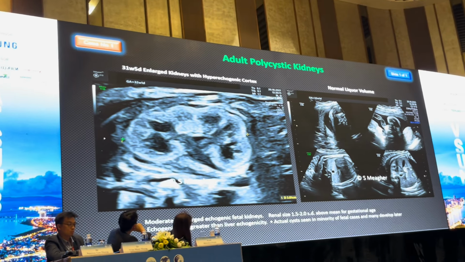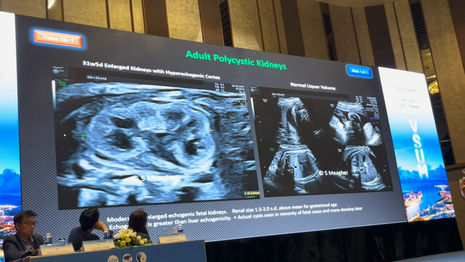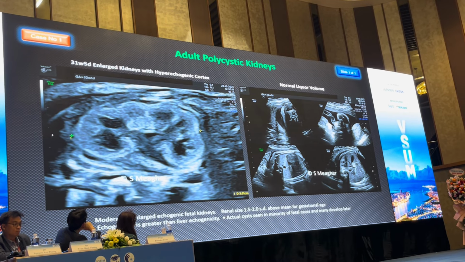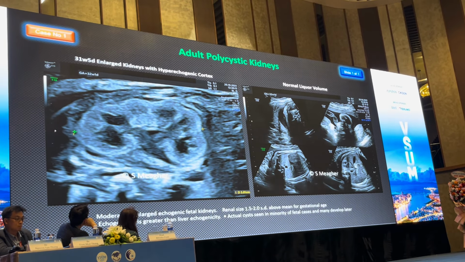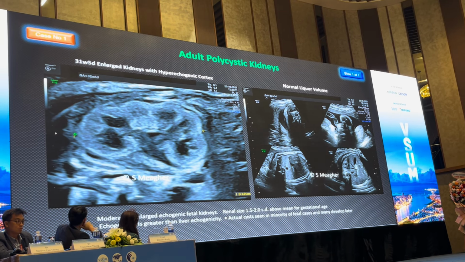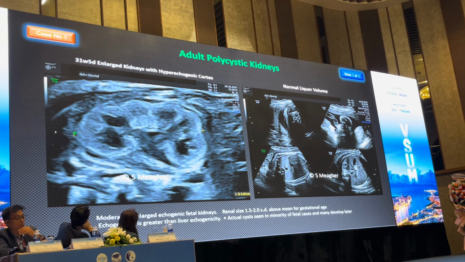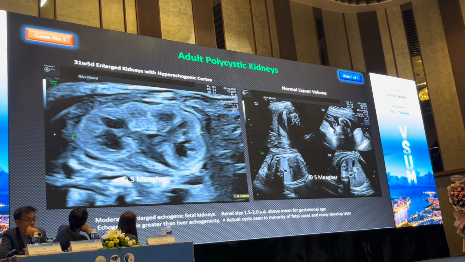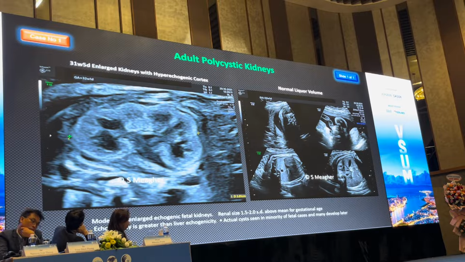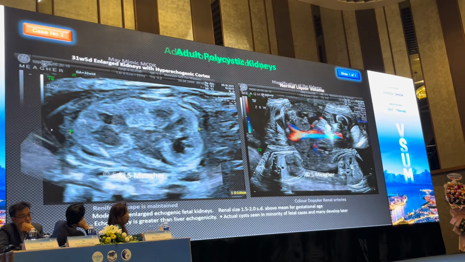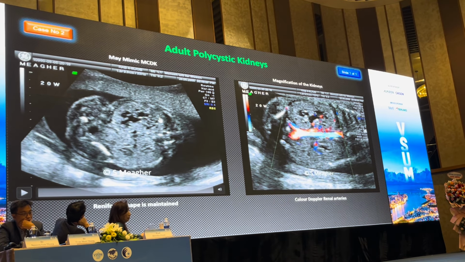What would I do next? I would then take out the probe and examine the mother's kidneys and liver, because there's a possibility that the diagnosis of multicystic dysplastic kidney has not been made in the mother yet. It may be the first time you make the diagnosis because you're examining the baby. So remember to examine the mother's kidney and examine her liver.